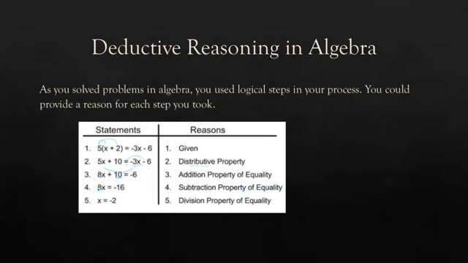And then I want the x by itself, so I'm going to divide both sides by 8. I'm using the division property of equality. And when I do that, I get down to the answer of x equals -2. Let's try that ourselves in the next problem.